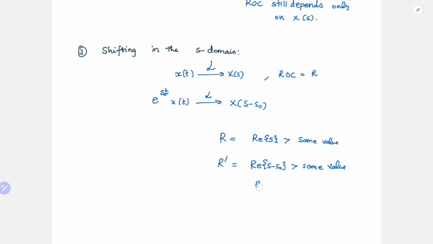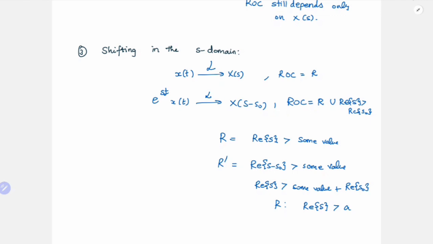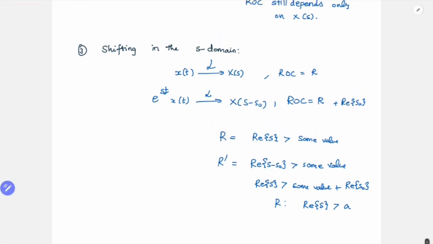So what will this be? Real of s is greater than some value, which was nothing but this R plus real of s naught. So my ROC is nothing but R shifted by real of s naught. Or if R itself we define as real of s greater than some value, then we can just write R plus real of s naught.